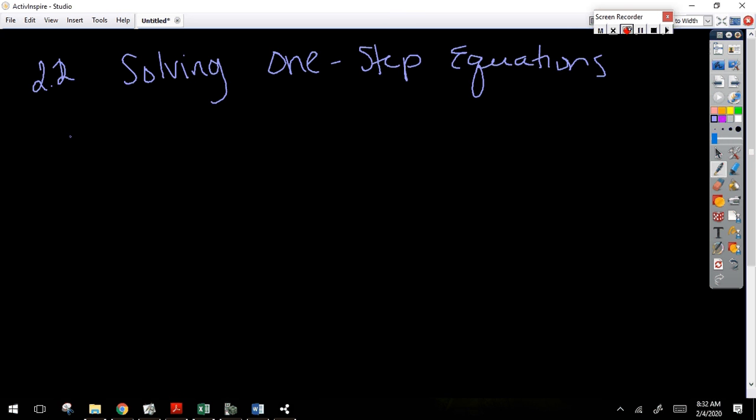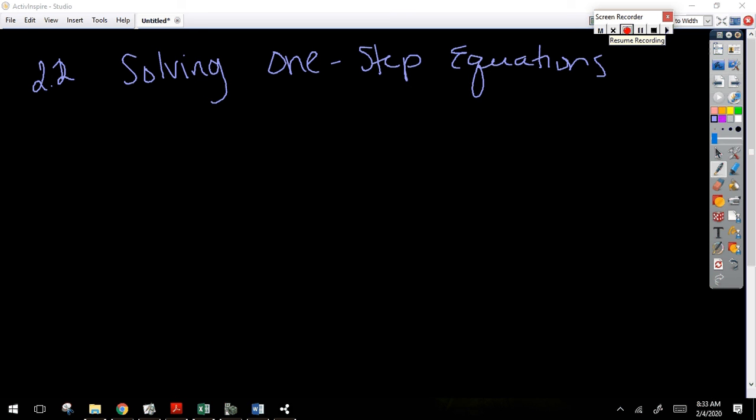Here's what we're going to do. I initially thought we'd do one-step and multi-step equations together today, but I think we'll take them a day at a time, because if we can get the foundation really, really strong, then it'll help us to move forward a little bit better. So we're going to talk about one-step equations.